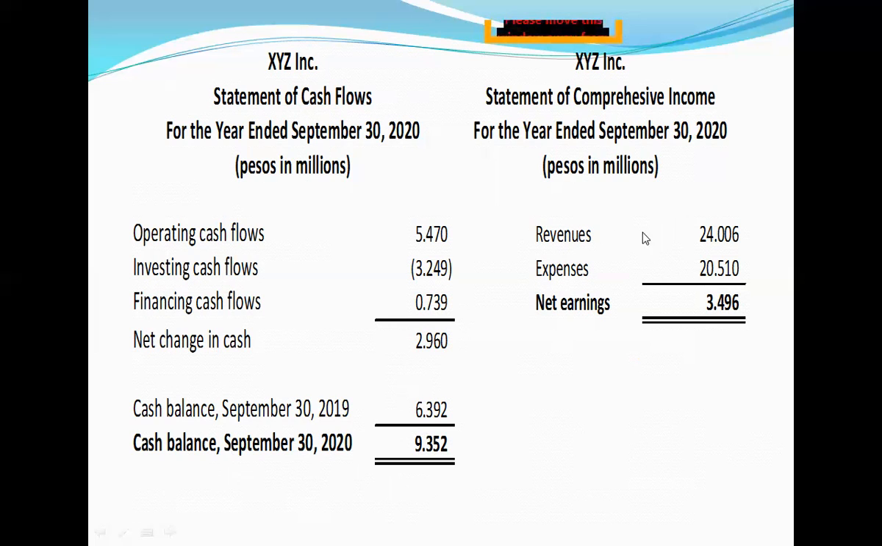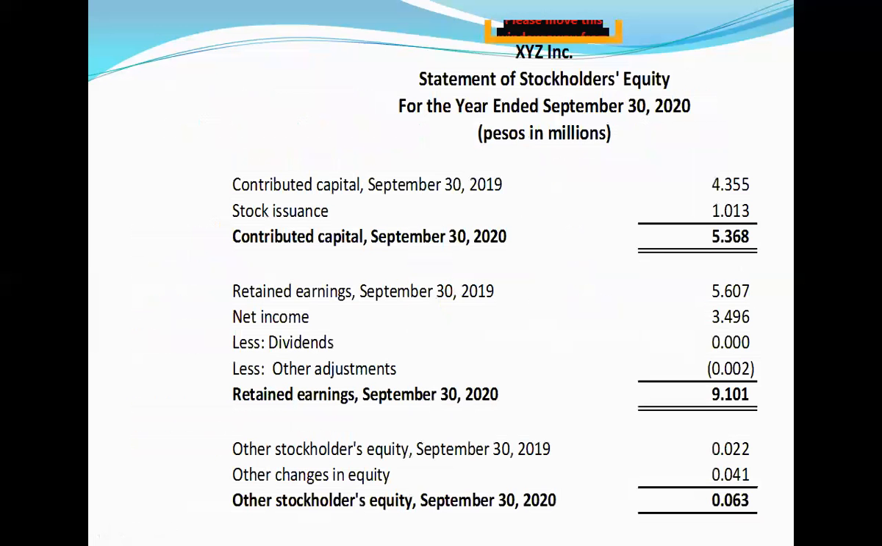So XYZ Incorporated's net earnings, the 3.496 million pesos reported on the income statement, is also carried over to the statement of shareholders' equity. So this is the statement of comprehensive income, with a total revenue of 24.006 million pesos less the expenses of 20.510 million pesos. So there's a net earnings of 3.496 million pesos. So this is carried over to the statement of stockholders' equity. So here, 3.496 million pesos.